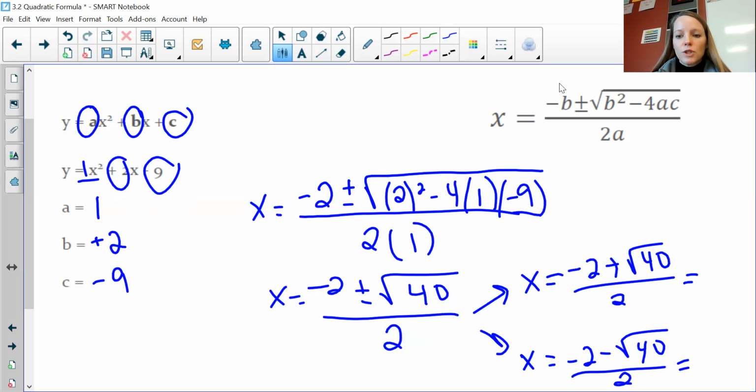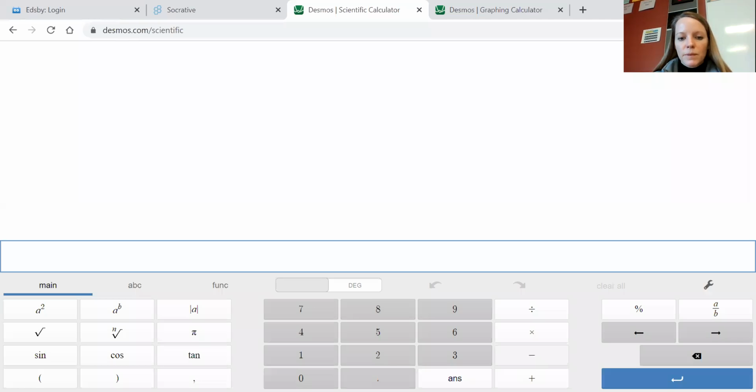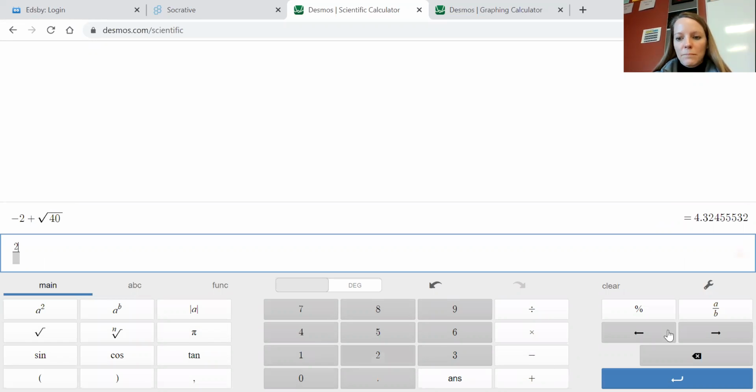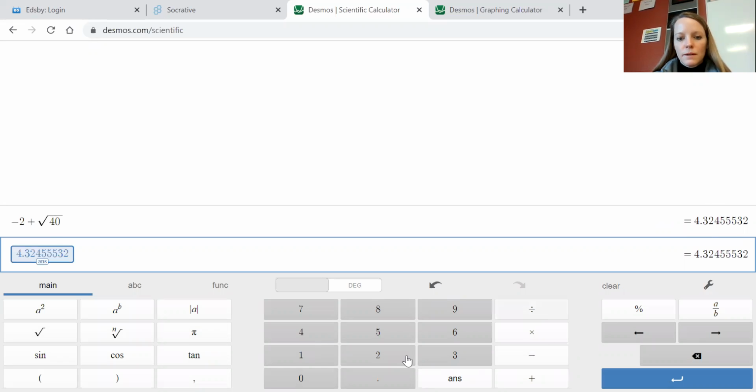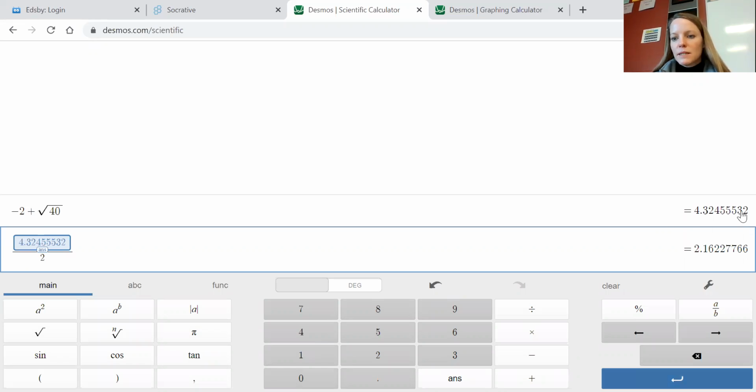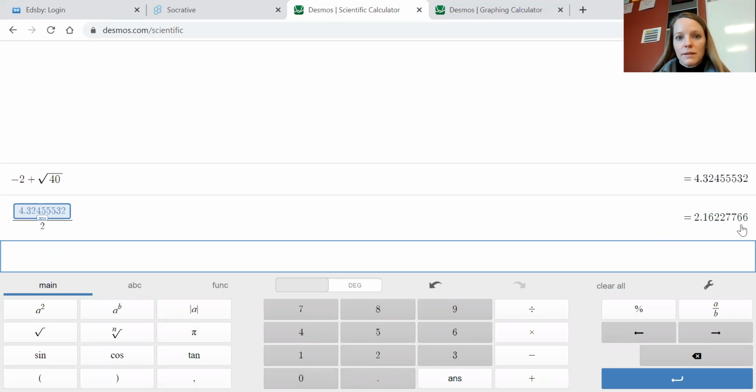So I'm going to do -2 plus the square root of 40 divided by 2. I'm just going to plug that in here, plus the square root of 40. I'm going to hit enter and then divided by 2. Answer divided by 2. And one of my x-intercepts is at 2.16. So I'm going to write that down, 2.16.